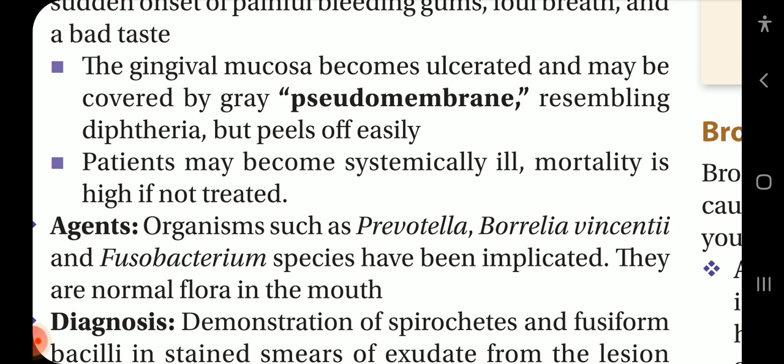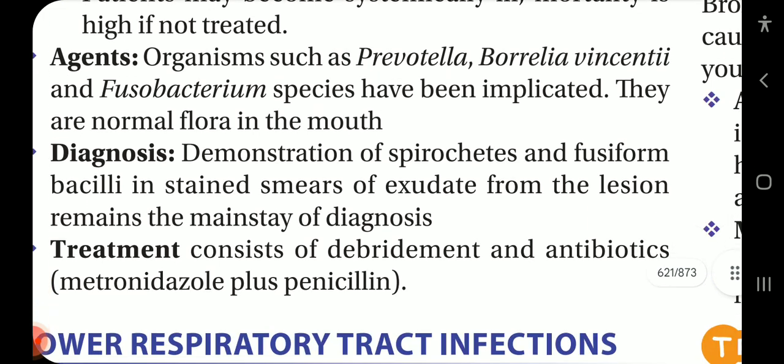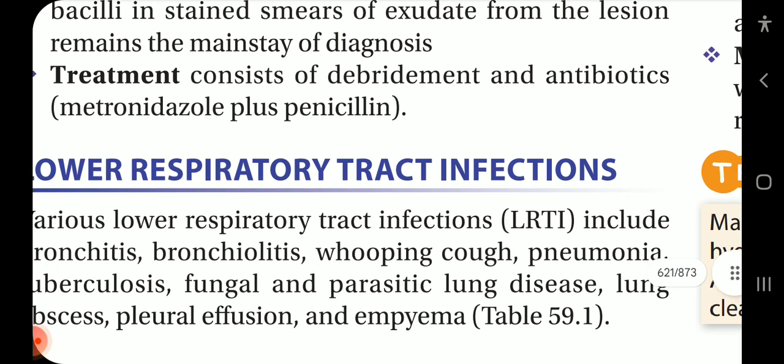Patients may become systemically ill. Mortality is high if not treated. Agents: organisms such as Prevotella, Borrelia vincenti, and Fusobacterium species have been implicated. They are normal flora in the mouth. Diagnosis: demonstration of spirochetes and fusiform bacilli in the stained smear of exudate from the lesion remains the mainstay of diagnosis. Treatment consists of debridement and antibiotics, metronidazole plus penicillin.